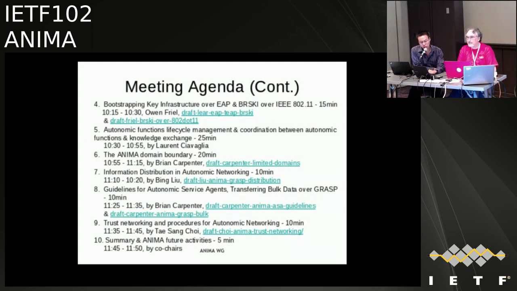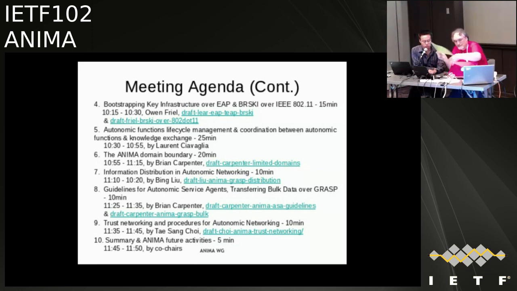Next is the autonomic function lifecycle management, together with the coordination between autonomic functions and knowledge exchange, by Laurent. And the ANIMA domain by Brian Carpenter. Then the information distribution in autonomic networking by Bing, and the guidance for autonomic service agents together with the transfer of packing data over GRASP by Brian. At the end, the trust networking and procedure for autonomic networking. Any agenda bash?